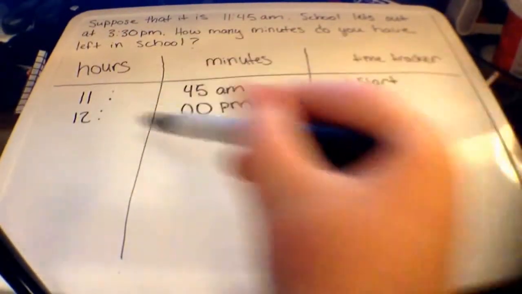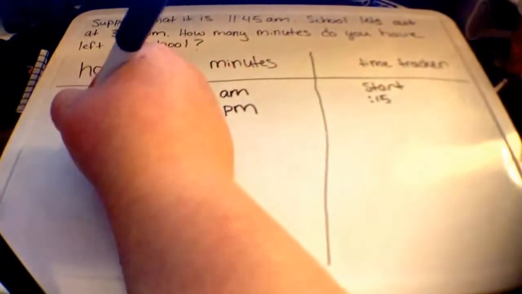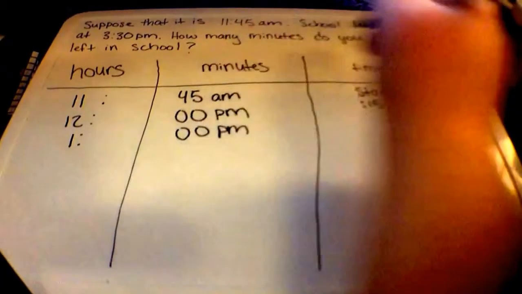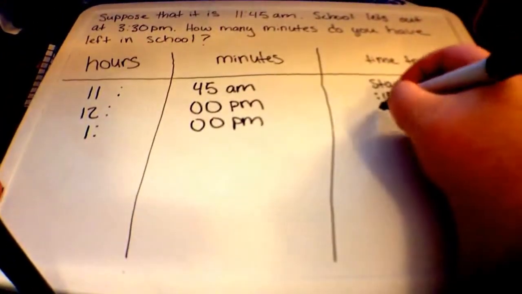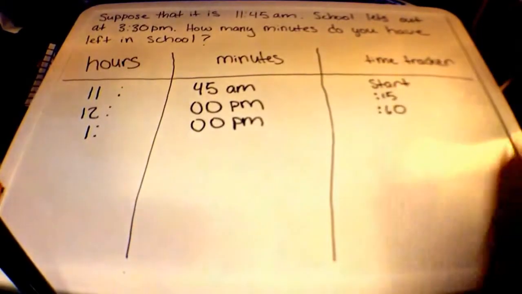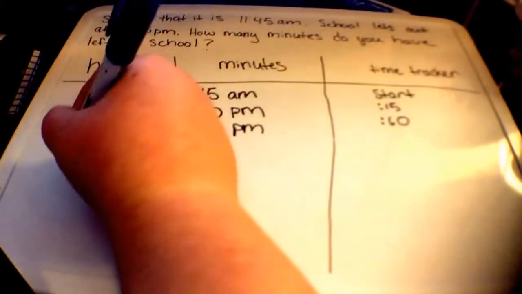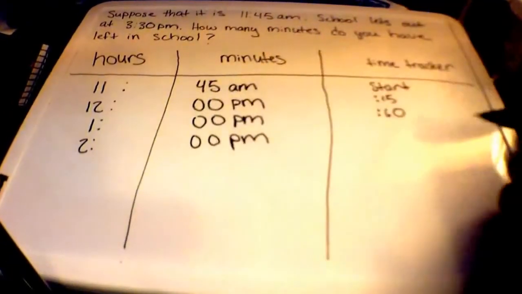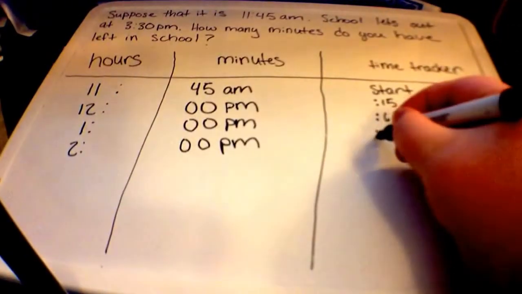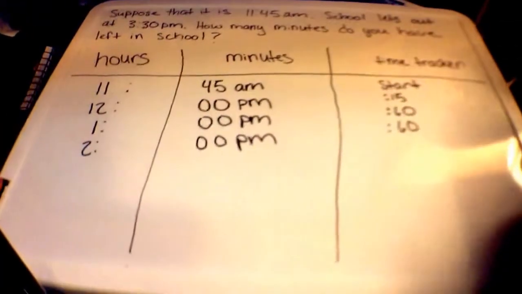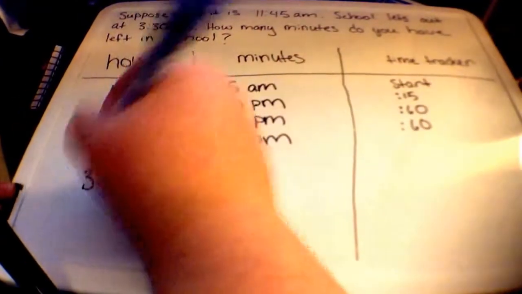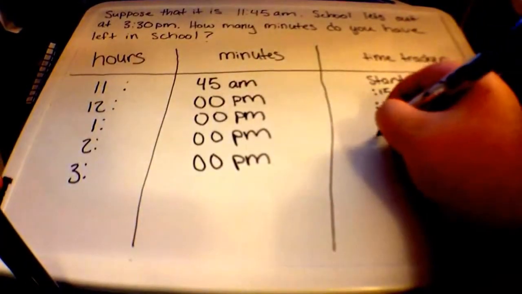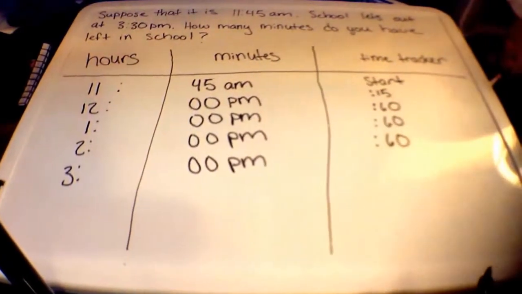So now that we have a whole hour, we can go ahead by 1 hour to 1 p.m. And that took us 60 minutes to get to 1 p.m. Let's go to 2 p.m. And that took us another 60 minutes. And we can get to 3 p.m. with yet another 60 minutes. Now we're almost there.